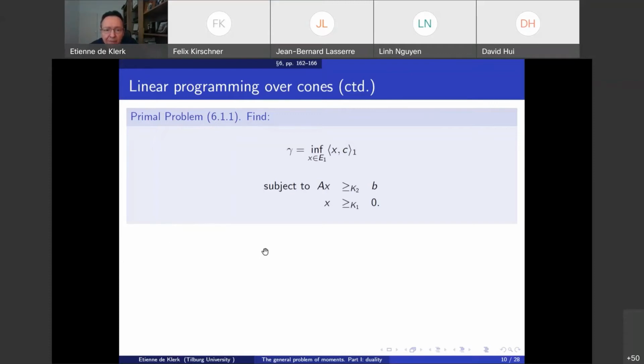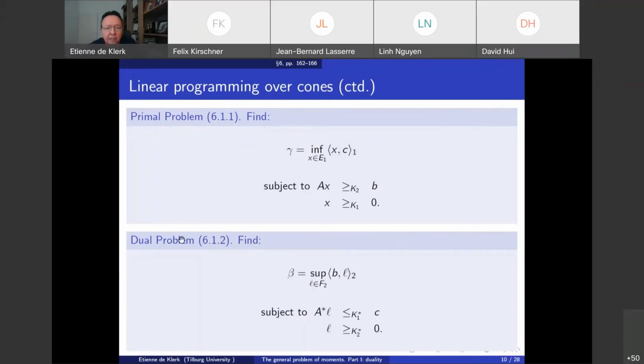Okay, so then we have also associated with it a dual problem, just like you are familiar with in linear programming. The only thing that makes these things difficult is that we have so many spaces floating around in the different dualities, but conceptually it's just a straightforward generalization. The optimal value, the infimum that the objective function takes on the feasible set, is called gamma for the primal problem, and for the dual problem, the supremum value of the dual objective is called beta.